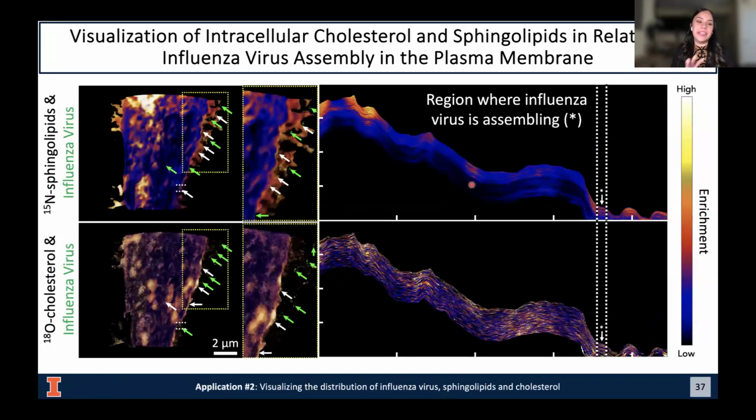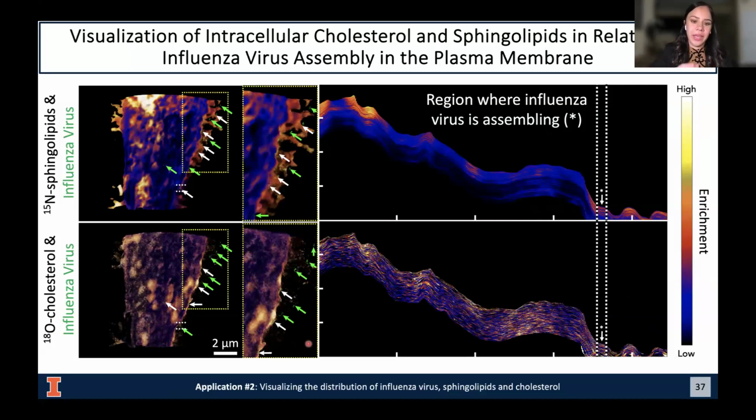So we've also applied this tool to visualize the colocalization between influenza virus, sphingolipids, and cholesterol, because there have been studies that have hypothesized that sphingolipids and cholesterol are crucial during the assembly step of the influenza virus for egress.